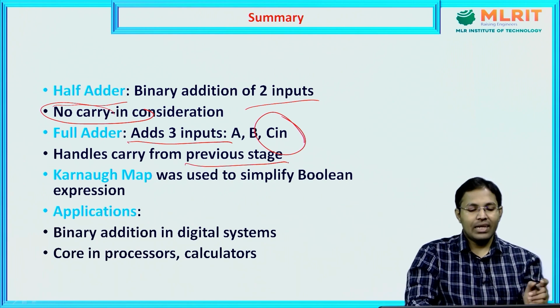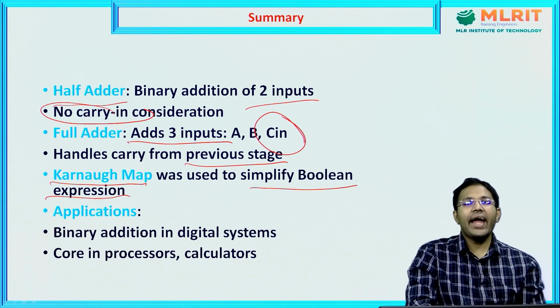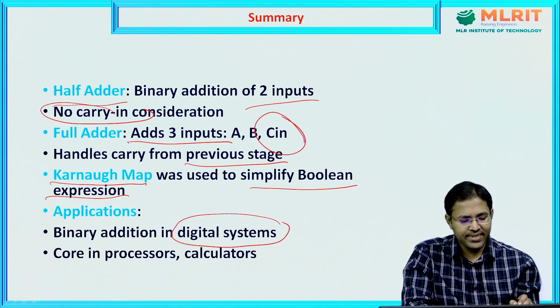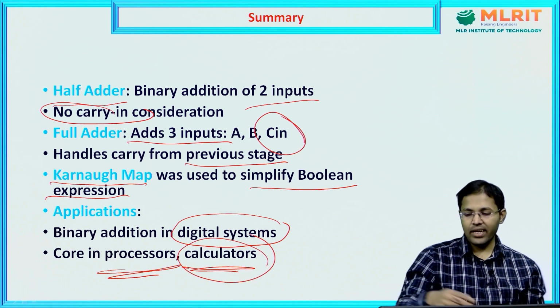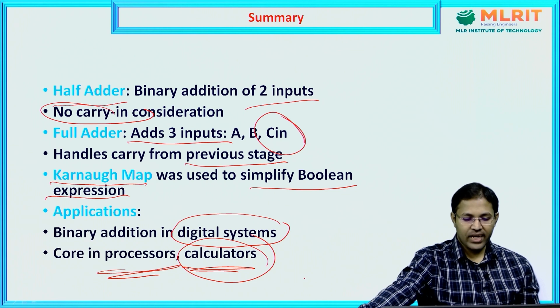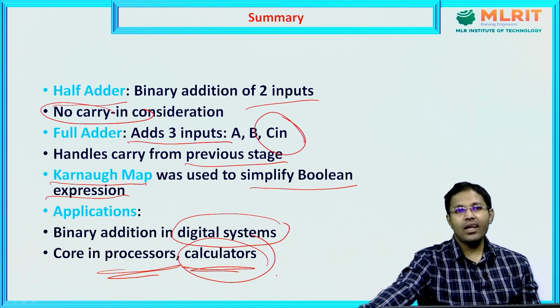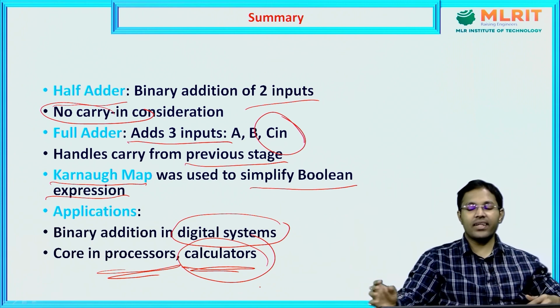Next, we have seen KMap to simplify Boolean expression. And where do you need adders? In digital systems, processors, calculators, you need the adders. So this is about half adder, full adder, and the role of KMap to simplify and get the minimized expressions. And we have also seen the applications, the disadvantages of half adder, and why we need full adder.